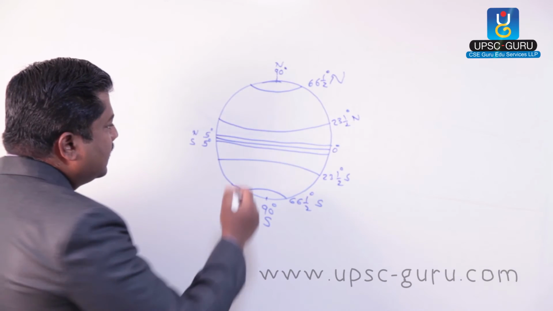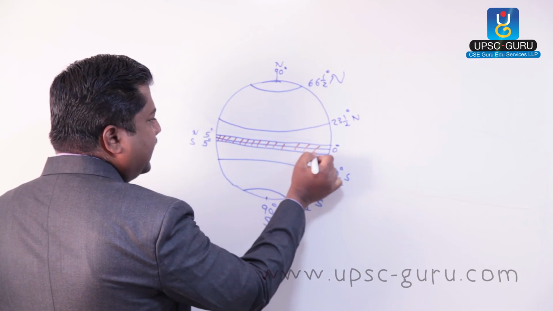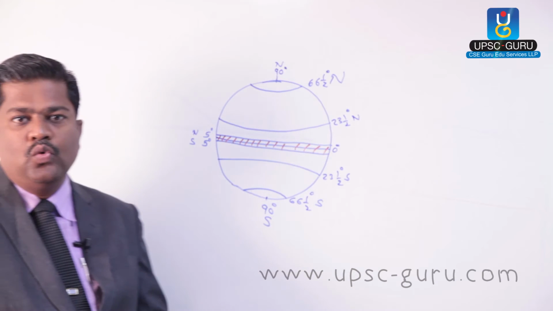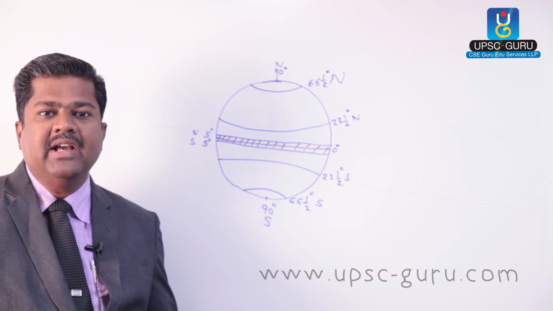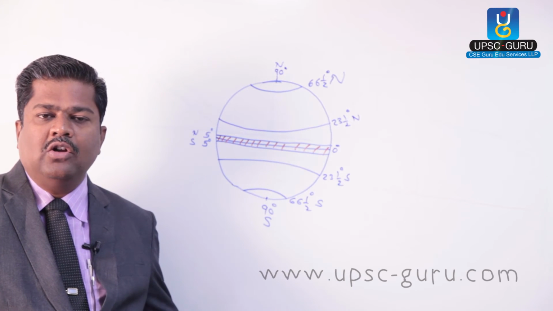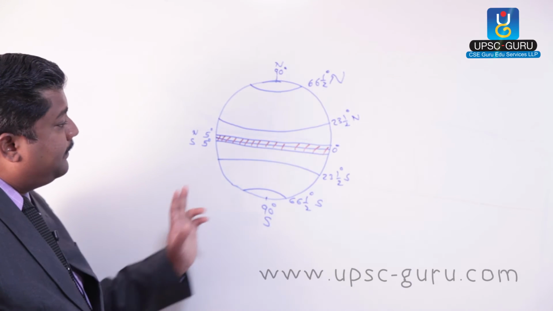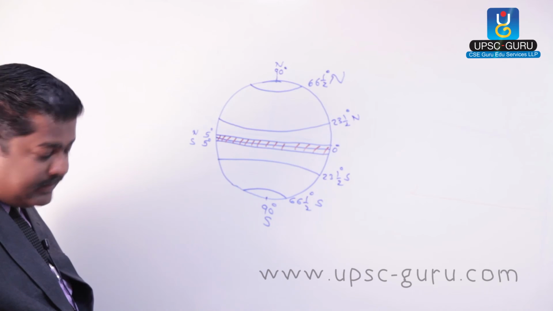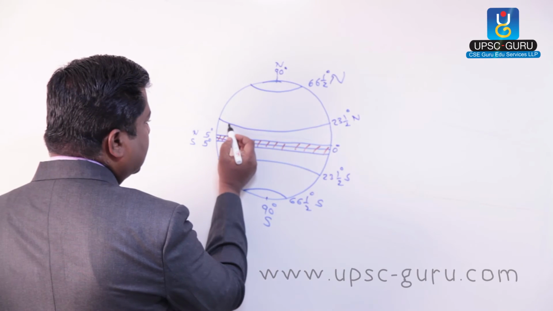Now here this part receives sunrays throughout the year, either perpendicular or near perpendicular. So this part we are having always hot, supposed to be. Now remaining part I am showing here.